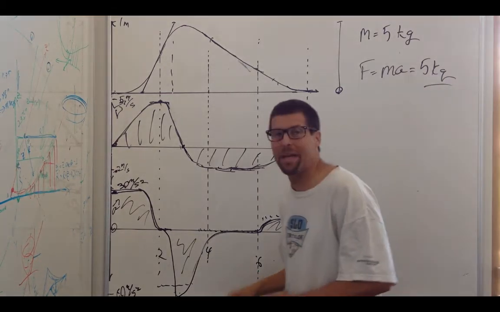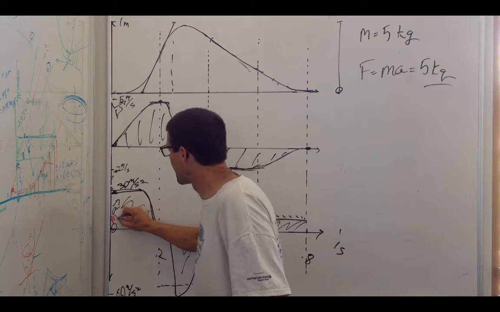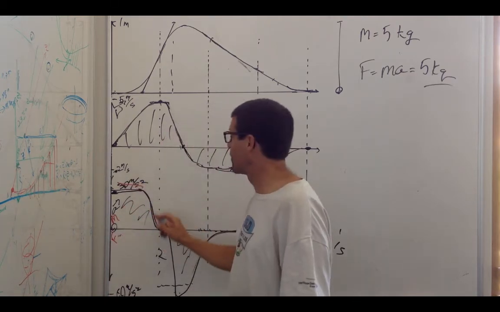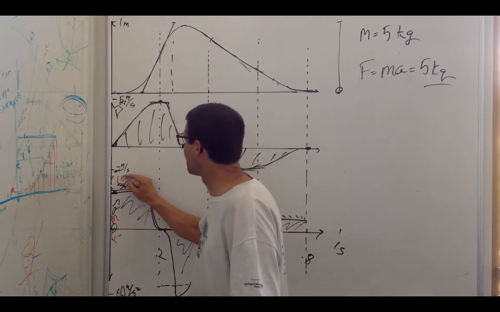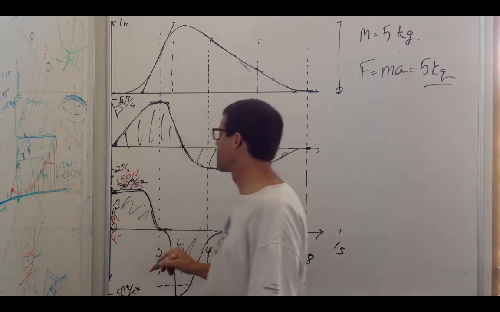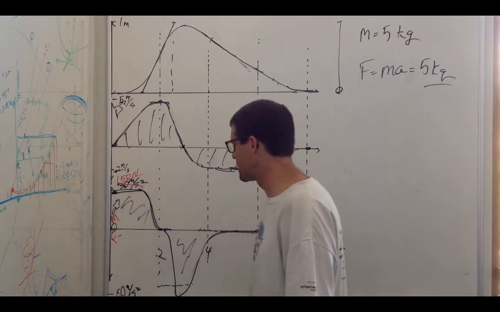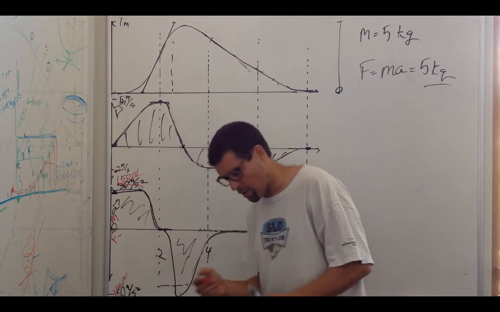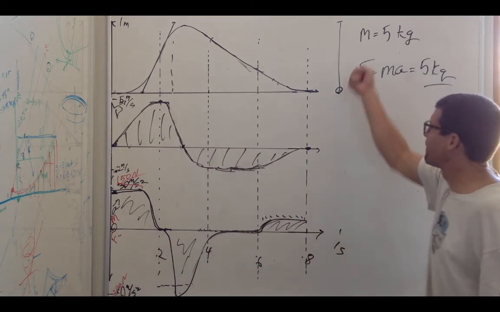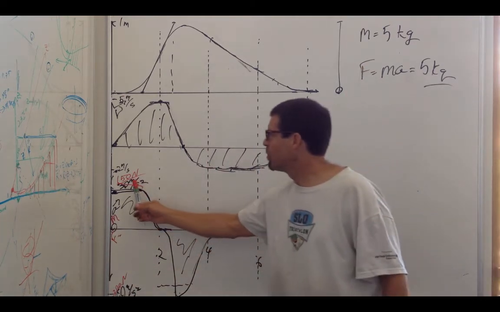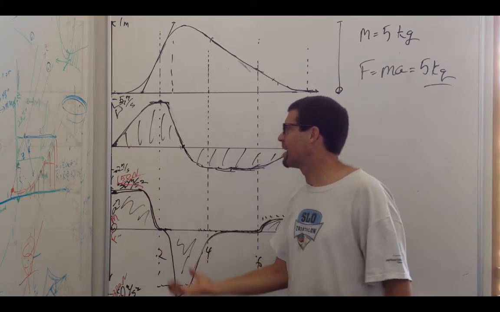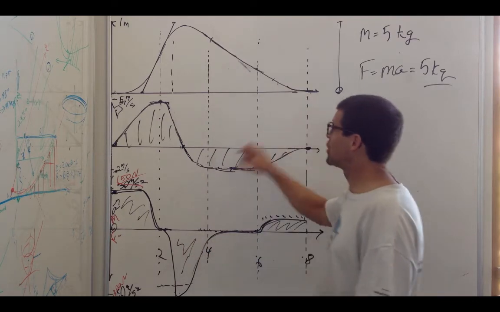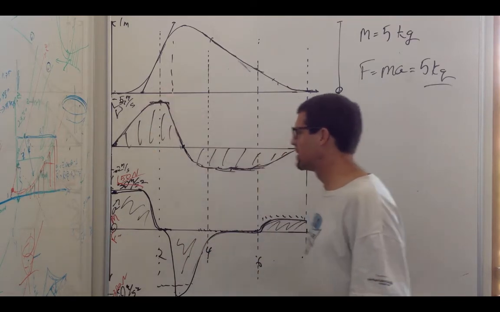And so I could make this a force graph. Force is equal to ma by just saying that this is no longer 30 meters per second squared, but it's 150 kilogram meters per second squared, or 150 newtons, and then this would be minus 300 newtons. Okay, that's a reasonable force to be putting on 5 kilograms, right? This would be the force of gravity acting on 15 kilograms, or 33 pounds, in order to change its velocity as fast as it does.